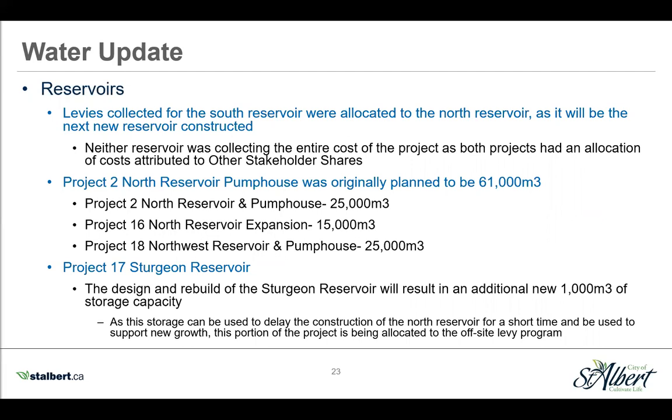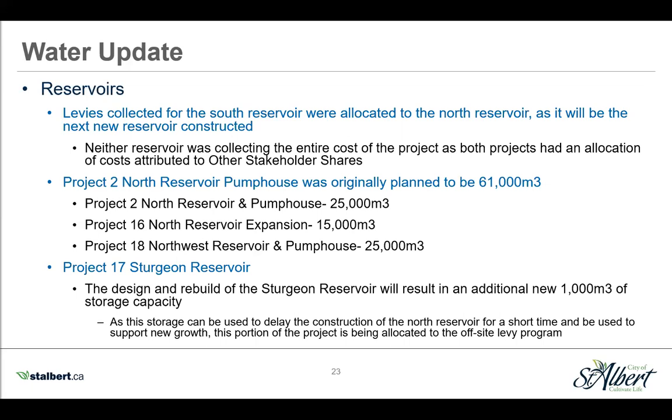I want to point out that neither reservoir was collecting the entire cost of the projects, as both projects had an allocation of cost attributed to that other stakeholder share. We had some other changes made to reservoirs. Project 2 was originally planned to be about 61,000 cubic meters. Its size and cost estimate were adjusted as the expansion project of the reservoir is becoming a new project to keep construction costs separate due to the length of time between the expansion and when it's going to be required. The UMP also identified an additional reservoir required in the northwest area of the city. So what was originally anticipated to be 1 large reservoir will become 3 projects in 2 reservoir locations.